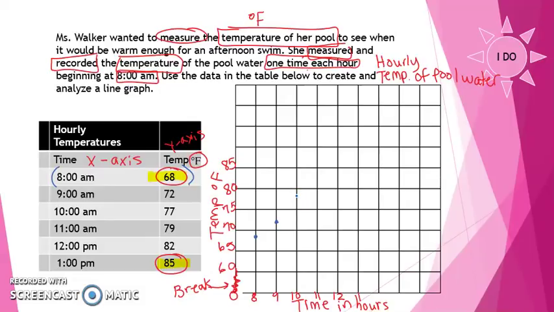And 11, we're going to go to 79. And 12, we're going to go to 82. I think we got the idea. And 1, we're going to go to 85.